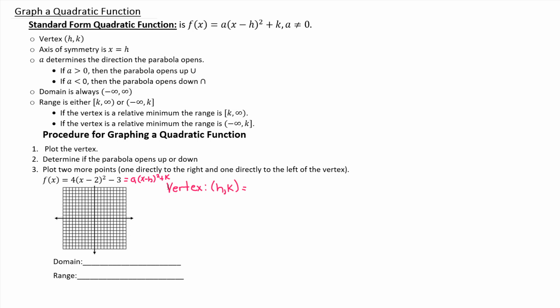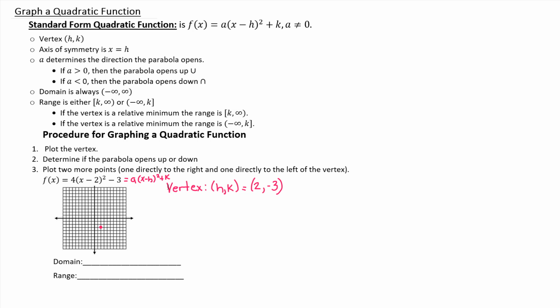So our vertex would be who's being subtracted off from x. That's our h value, so in this case it's 2. And then what value is being added to that square piece? You can see negative 3 is being added in. It's the opposite of what you see for the x-coordinate, and exactly what you see for the y-coordinate of your vertex. So we can go ahead and plot 2, negative 3.